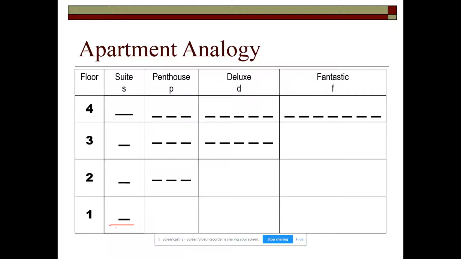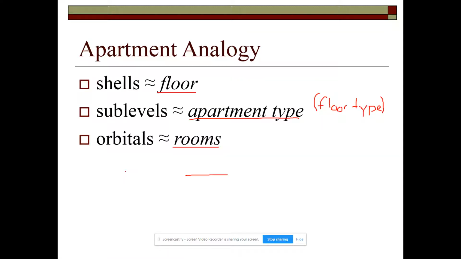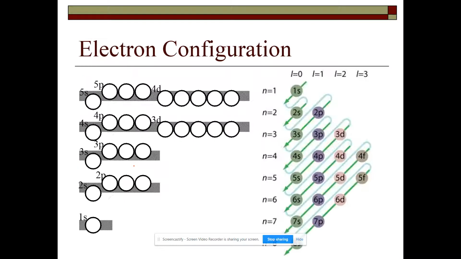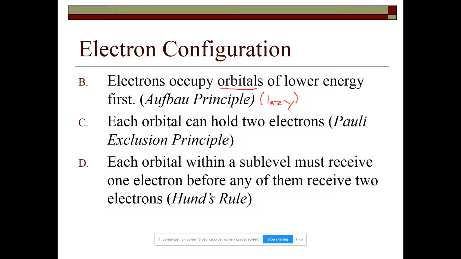So you fill up this first sublevel first and second and so forth. The second rule we're going to look at is the fact that each orbital can hold up to 2 electrons. This is called the Pauli exclusion principle. And this is just the idea of 2 people per room. You don't want more than 2 people in one room at a time. The orbitals are the rooms, electrons are the people, so we have 2 people per room.